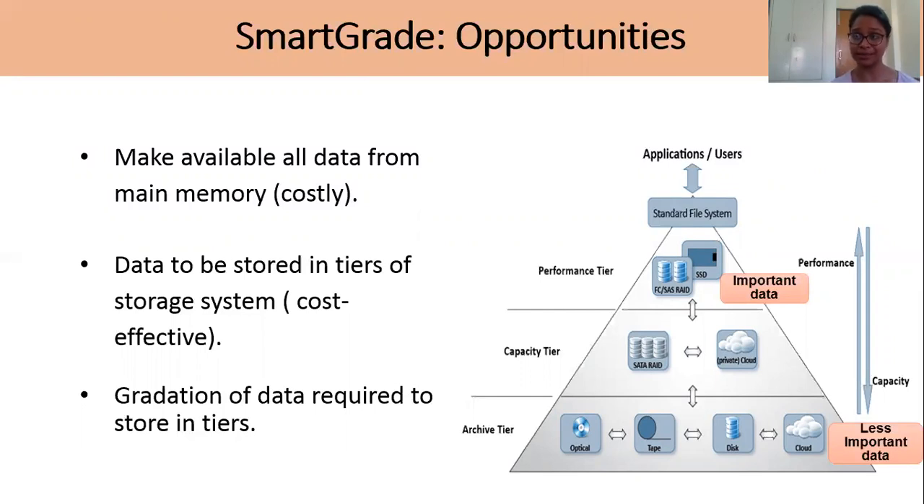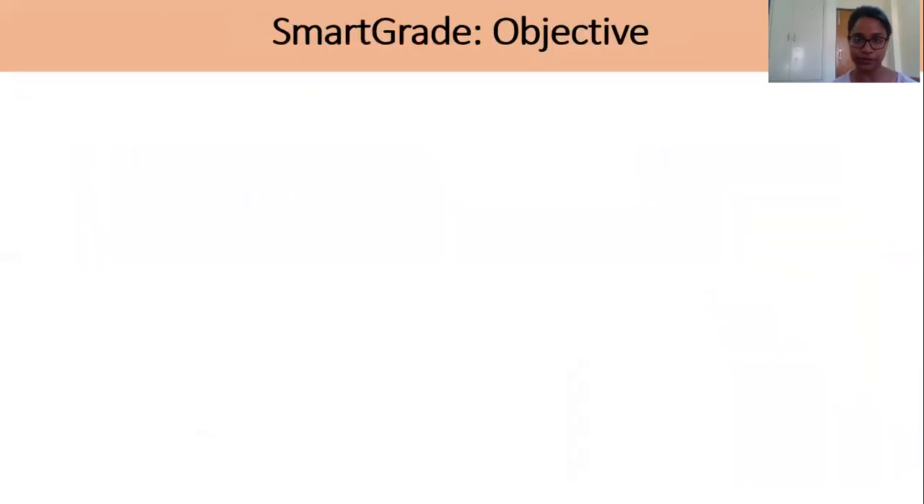But the problem with this is that there's not enough storage, or it is very expensive. So the idea is that you can actually store data in 2 different tiers. You can probably store important data in the performance tier and less important data in the archive tier. So what you really have to do is identify the context and grade the data, and then store it. So that is the opportunity and the intuition that we look into.